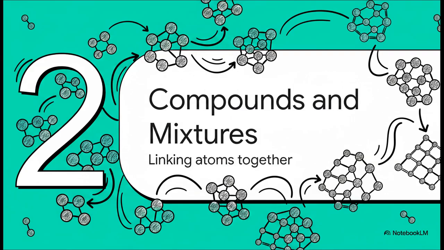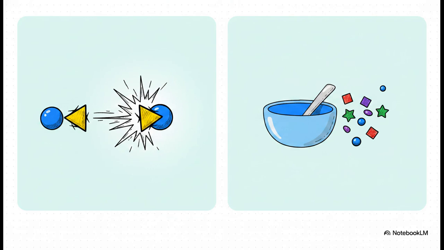Section 2. Compounds and mixtures explained. Now that we know what a single atom looks like, let's start linking atoms together and see what happens when millions of them combine. As we scale up, things start getting pretty complex. We already know elements are made of just one kind of atom, but when two or more elements combine through a chemical change, they form a compound.